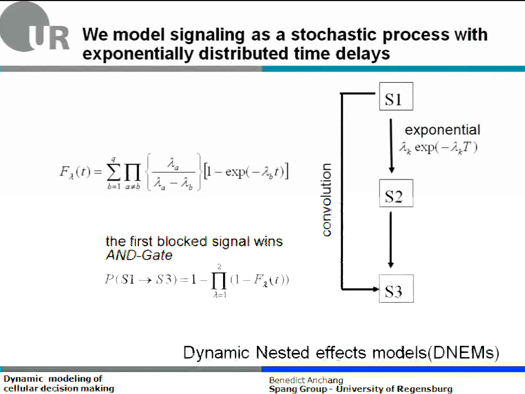So in a particular pathway, we can have an input signal to an output signal going through different steps. And so in this sense, we will be dealing with a convolution of exponentials. It could also be possible that since we are dealing with feedforward loops, there could exist alternative signaling paths from an input signal to an output signal. And in the context of the dynamic nested effect model, the first arriving signal wins in an AND gate situation.